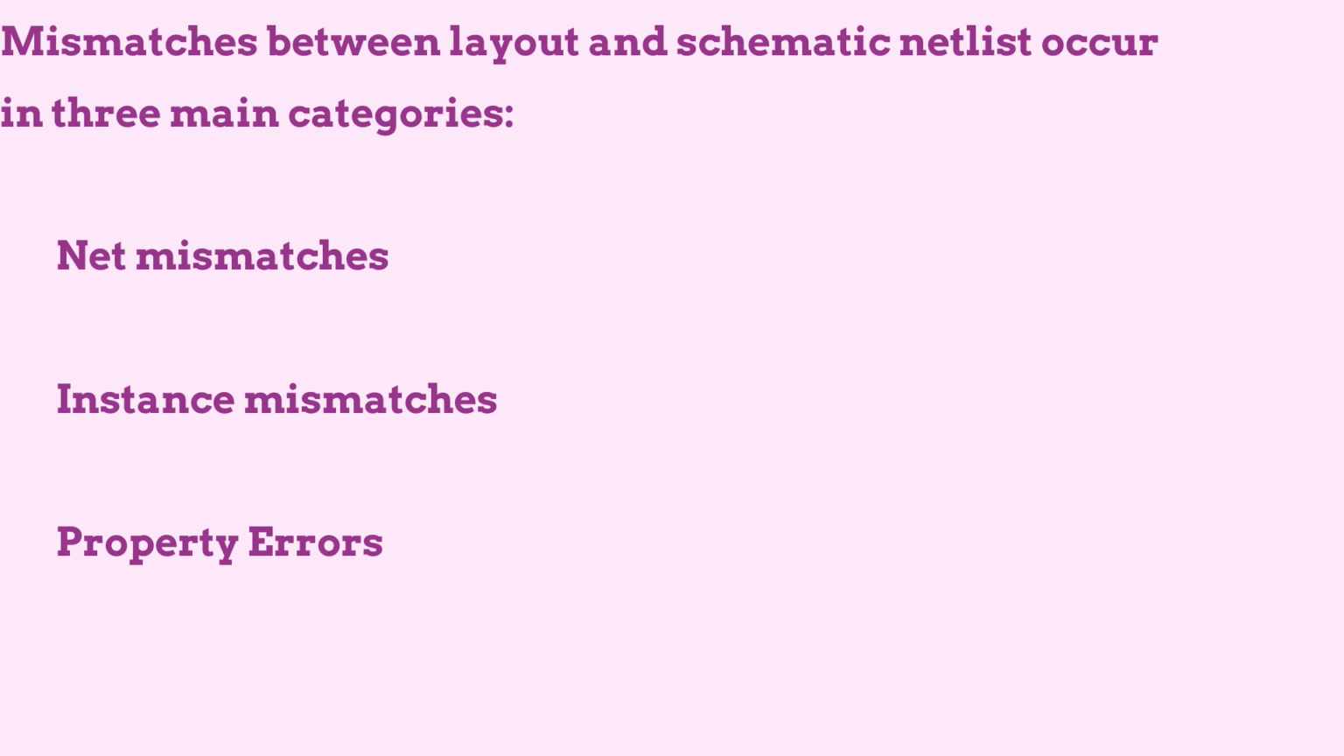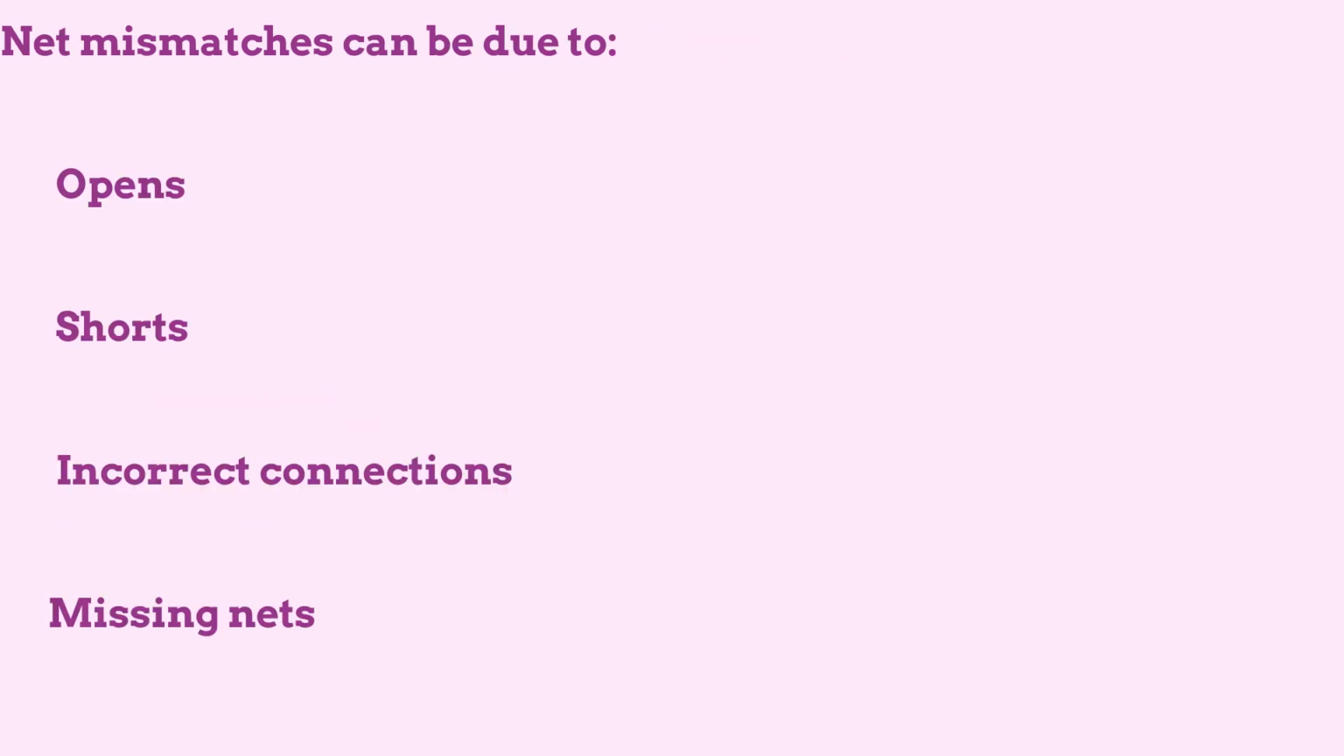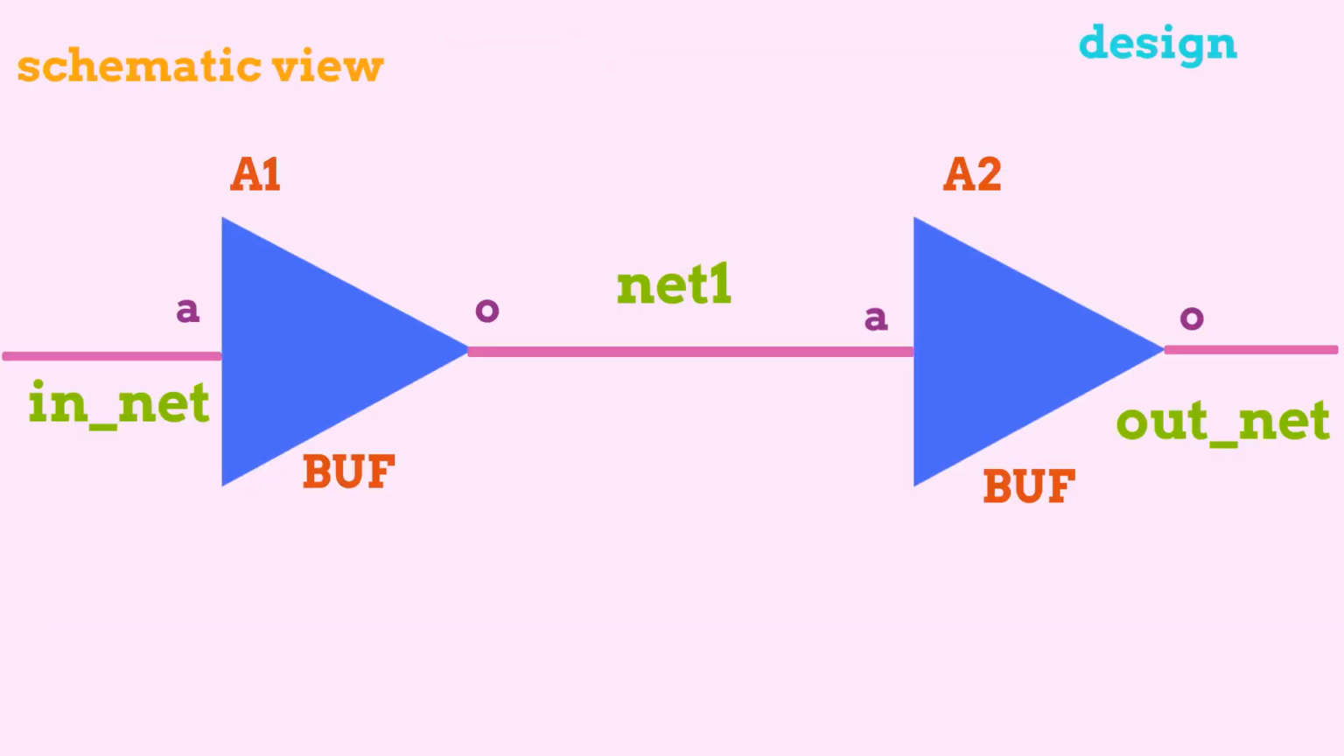Mismatches between layout and schematic netlist occur in three main categories: net mismatches, instance mismatches, and property errors. Net mismatches can be due to opens, shorts, incorrect connections, or missing nets. To understand about opens and shorts, we need to have a clear picture of schematic and layout.